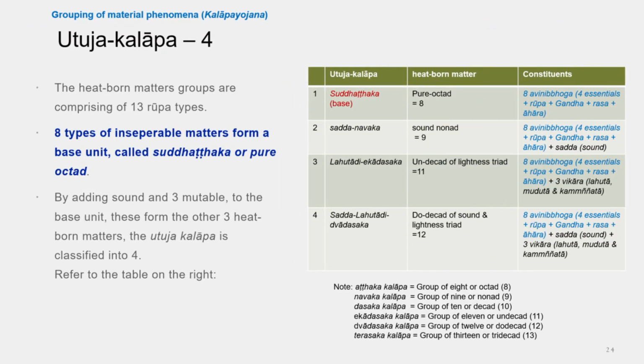So next one, Utuja Kalapa. There are 4. So this is the heat one, talking about heat. So heat-born materiality is 13. Of them, 8 types of materiality form a unit. So by adding the 4 heat-born materialities to the unit, the Utuja Kalapa is classified into 4.